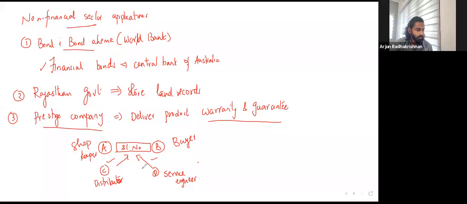This is one application of blockchain. So Prestige is delivering product warranty and guarantee by using blockchain. Now next is something which is not yet implemented, but we can use it for the public distribution system, PDS.